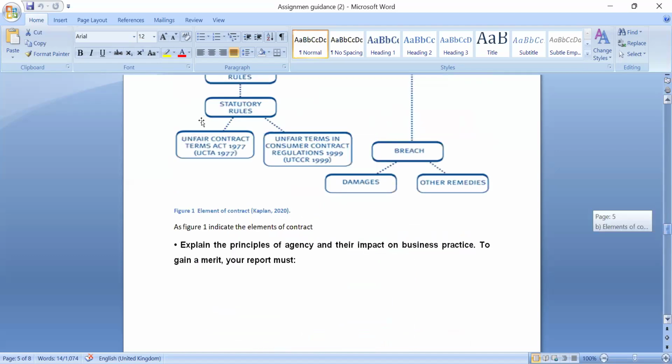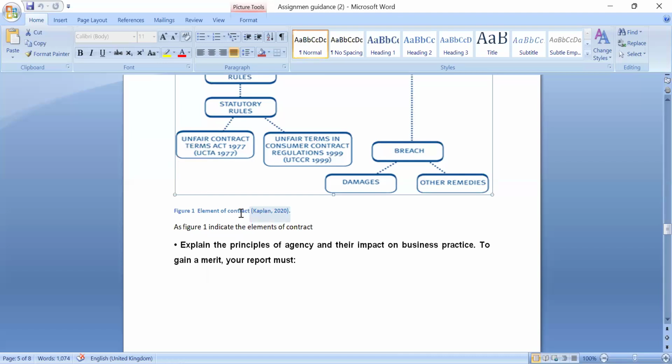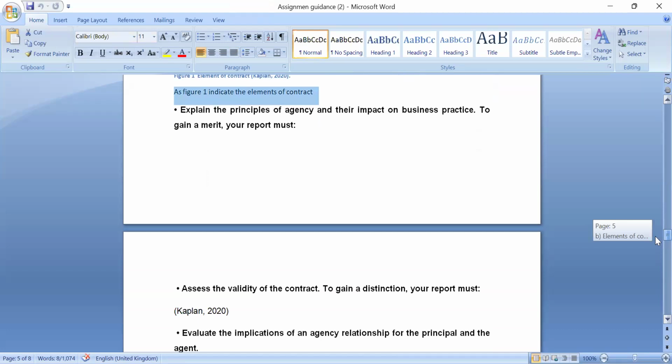If you right click on that, there's an insert caption option. So you can insert it with the figure number and the title, for example elements of contract, and then the reference tab. So in my discussion, I can relate to it as Figure 1 indicates, demonstrating the elements of the contract. That contextualizes any pictures, graphs, or anything you want to use.